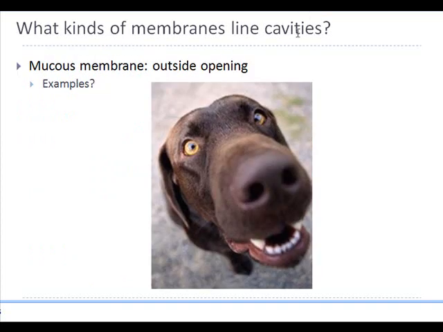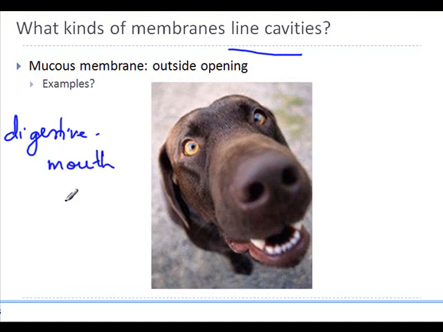The last kind of membrane is present in those cavities that are open to the environment. For example, the digestive cavity has an opening: we have the mouth and the anus. So you have an external opening, and this cavity is lined by a mucous membrane.